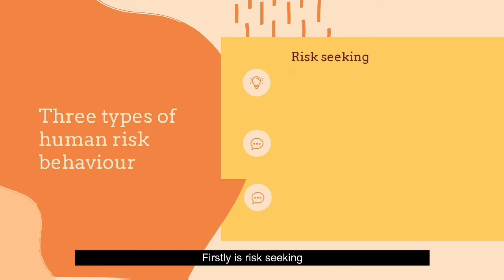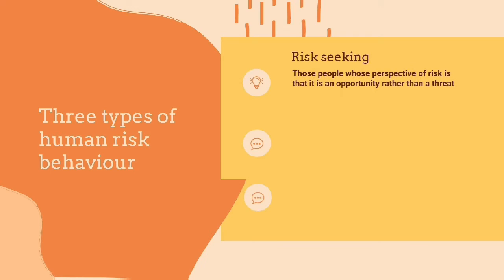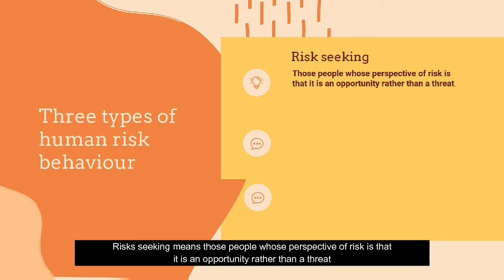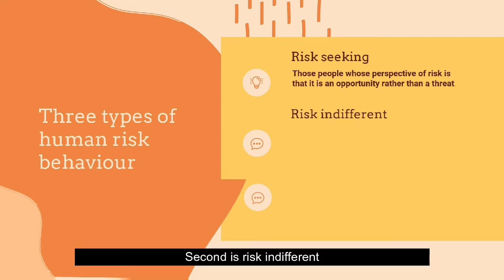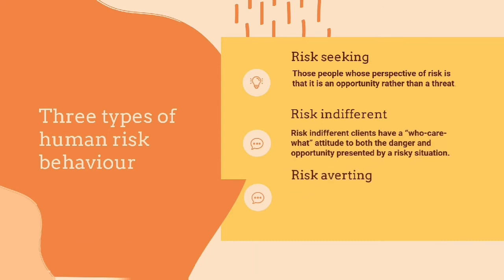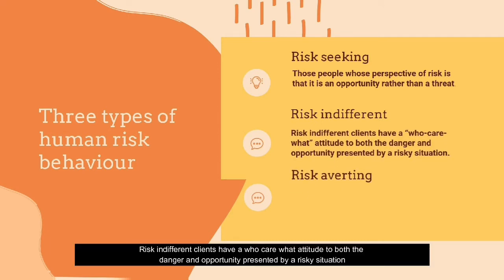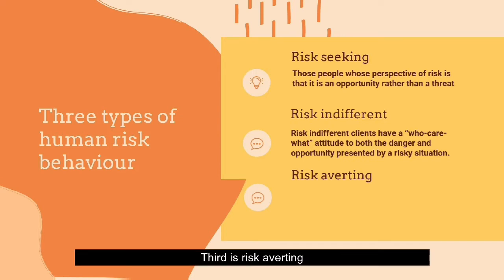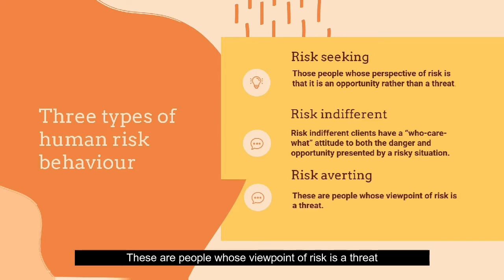Firstly is risk-seeking. Risk-seeking means those people whose perspective of risk is that it is an opportunity rather than a threat. Second is risk-indifferent. Risk-indifferent clients have a who-cares attitude to both the danger and opportunity presented by a risky situation. Third is risk-averting. These are people whose viewpoint of risk is a threat.